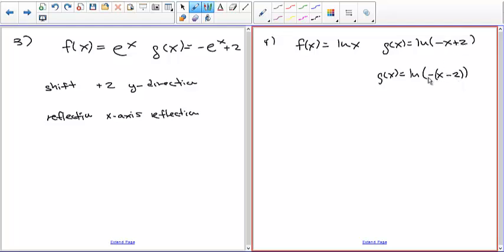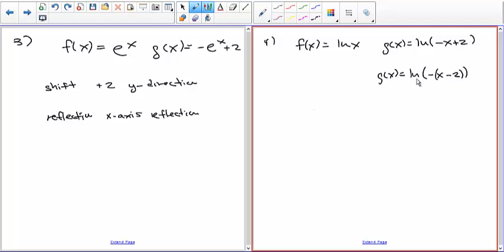And you can see it works out. If I multiply this out, -1 times x is negative x, -1 times -2 is positive 2. Because in this form, you can clearly see what the shift is. And if you don't show this to me, then I'm assuming you cheated and just plugged it in the calculator.